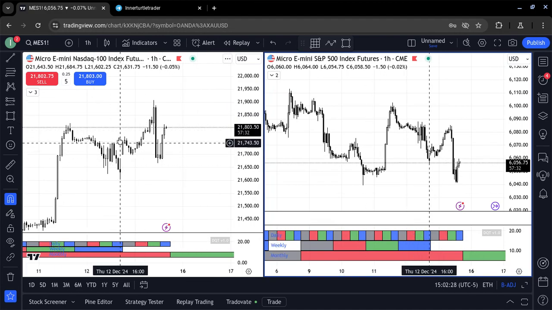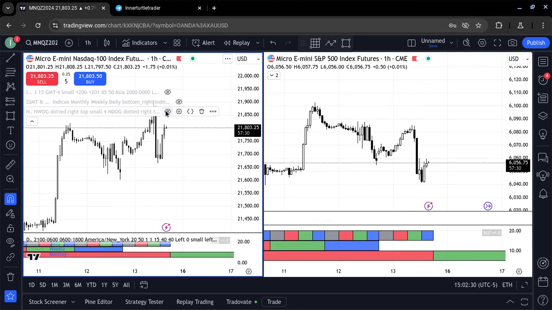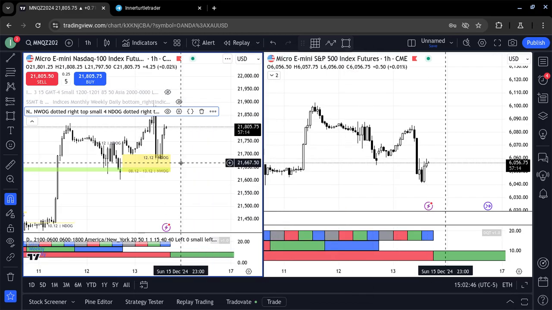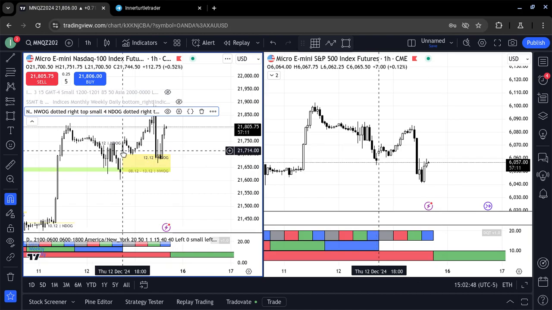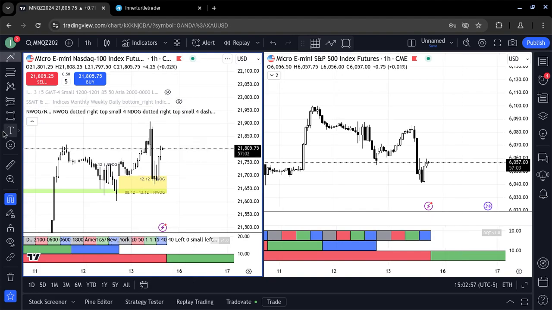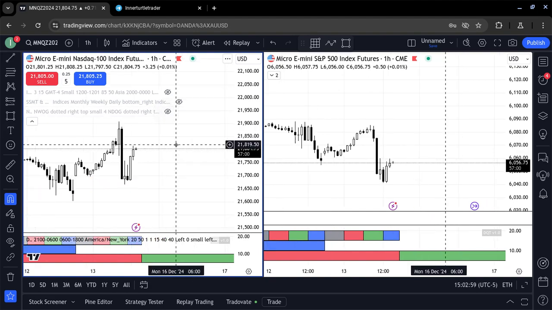The moment today opened up, let me give you this indicator right here. This is the indicator which shows you the true day open and the true week open. Okay, this by Kryptonite. I don't know who that guy is, but he's doing a really amazing job, so shout out to him. So as soon as the day started today, right, this was the particular draw on liquidity, this one particular gap. Okay, and let me turn this off.